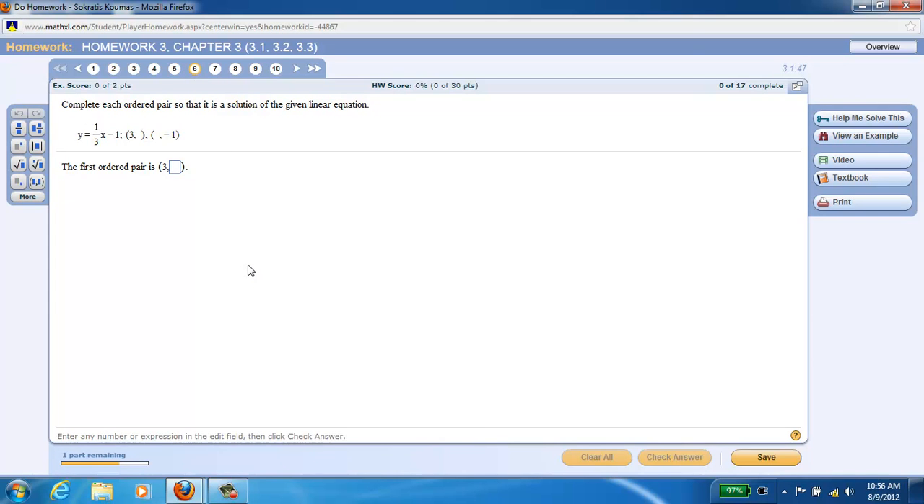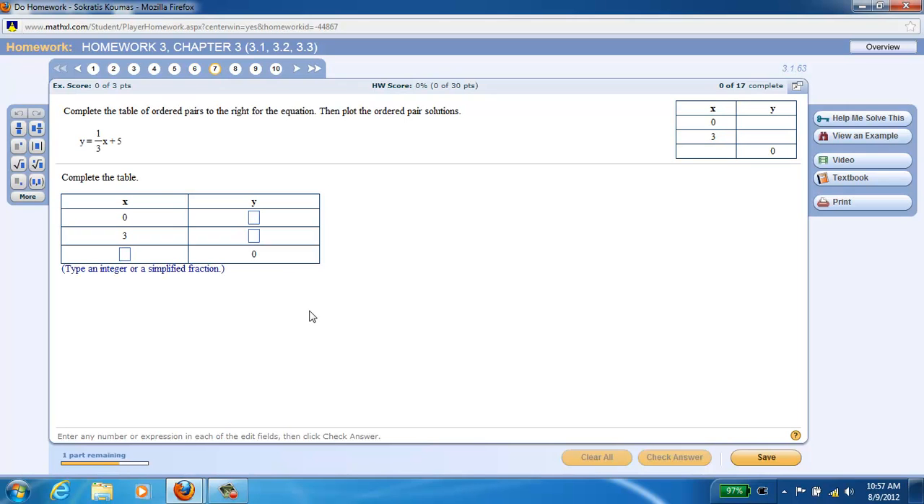Problem number 6, you have the equation y is equal to 1 over 3x minus 1. So in this case, when x is 3, what is your y? And then when y is equal to negative 1, what is your x? By the way, the problems that you have are very similar, but the numbers will be slightly different because I use a test generator.